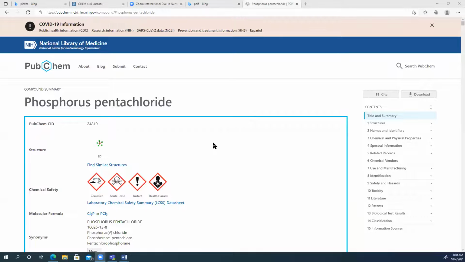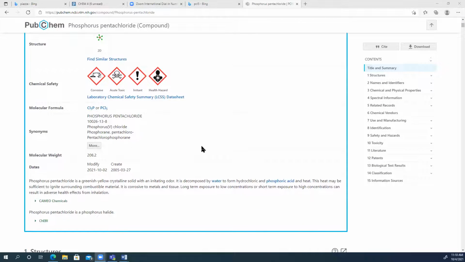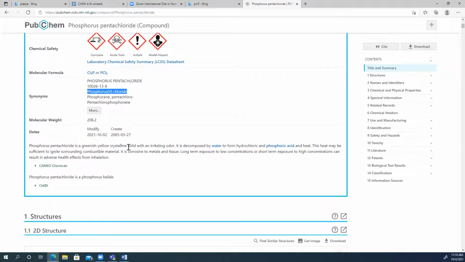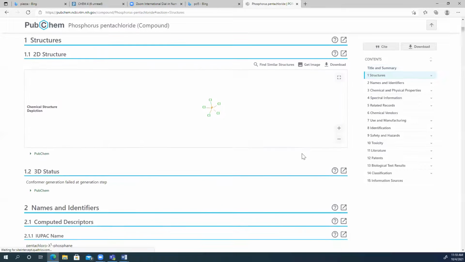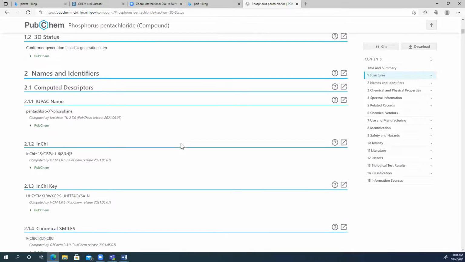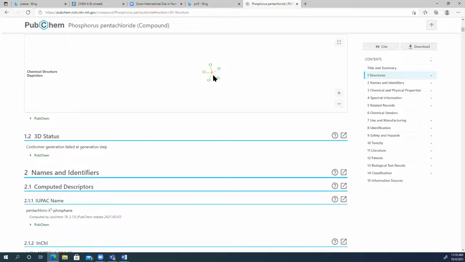So we're back to the NIH site here. I don't know what to think about the CDC site right now, based on some of the information I've been seeing, but phosphorus(V) chloride here is an alternate name for this. And they give some data here, structures, etc. They have some 3D. It failed to generate. All right, it didn't work.